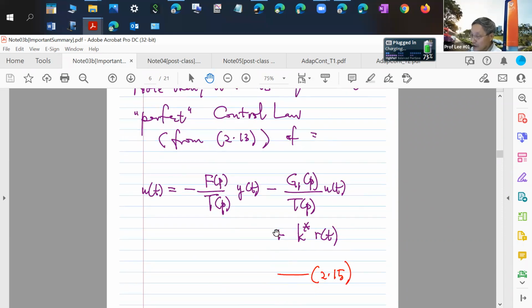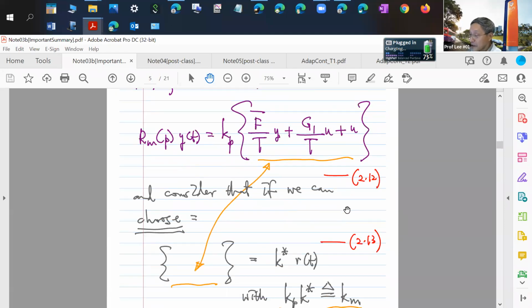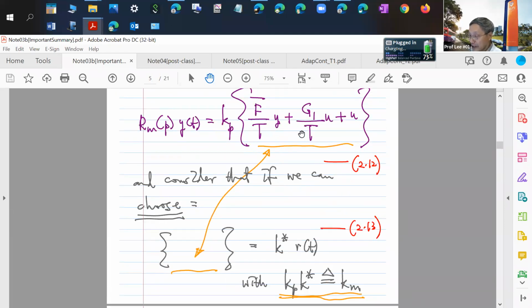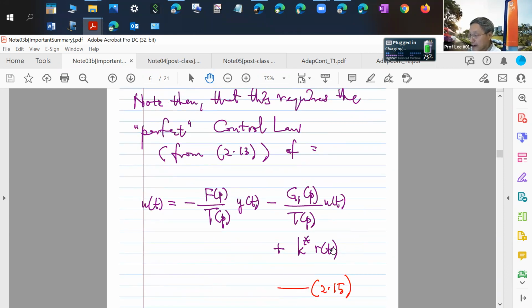So what this says is that, look, you really should be somehow generating for me a control law like this. And if indeed you can generate a control law like this, then perfectly what you're getting out of that perfect control law is this as the closed loop, which is what will work out nicely for us. So this is now what we can attain if we can set up this perfect control law.